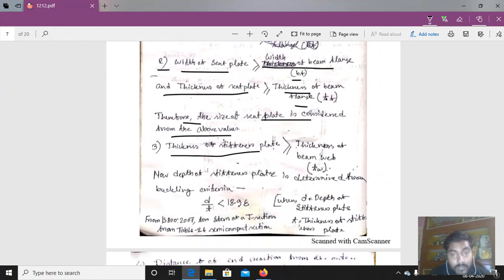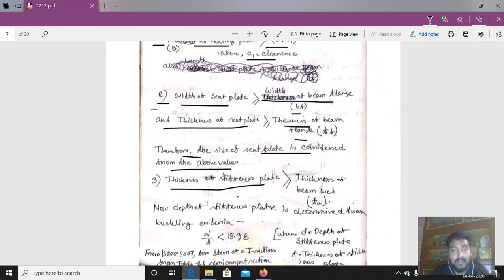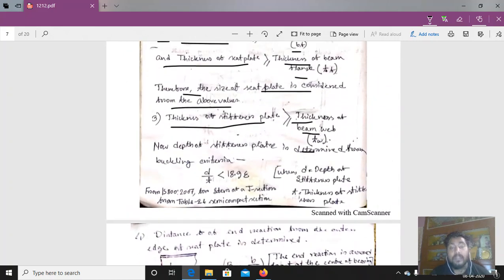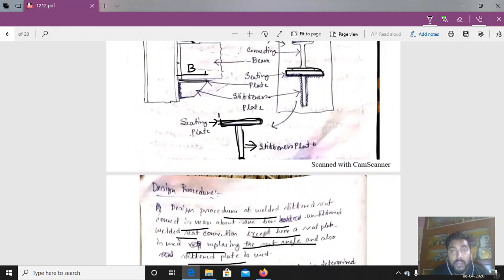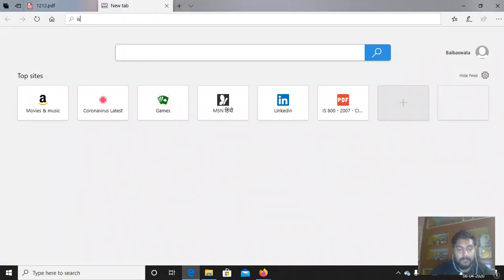Now, the thickness of the stiffener plate. Coming to the thickness of the stiffener plate, this plate we have to determine. So the thickness of the stiffener plate should be greater than the thickness of the web of the beam. So the web of the beam we know, so from the web of the beam the thickness of the stiffener plate is calculated. Now coming to the depth of the stiffener plate. Now the depth of the stiffener plate is determined from the buckling criteria. Now what is the buckling criteria? Depending on the buckling criteria, let us open IS 800.